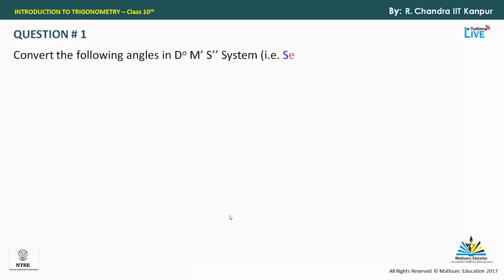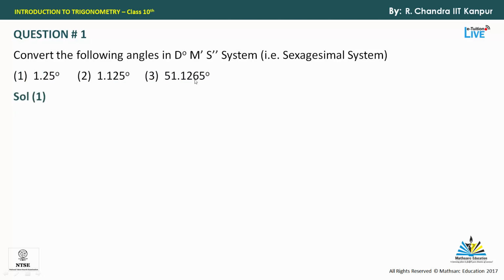Let's move on to problem solving. Here we have question number 1. Convert the following angles into the degree, minute, second system. That is called the sexagesimal system. So these are the 3 questions. These angles are given in degrees and not in the degree, minute, second system. So we need to convert these angles into the degree, minute, second system. I'm going to show you the working of the first one.